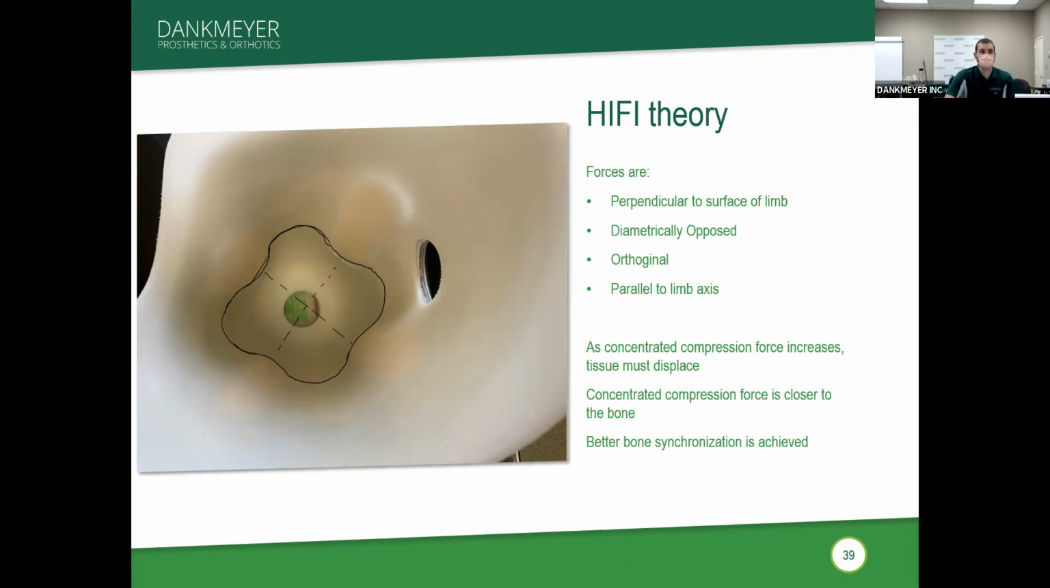Sometimes these sockets still are ischial containment. You can use HiFi whether it's ischial containment or subischial, but it's something that we use, and you're probably more apt to see a HiFi socket than you are a quad, would be my guess. Quads are not used very much anymore.